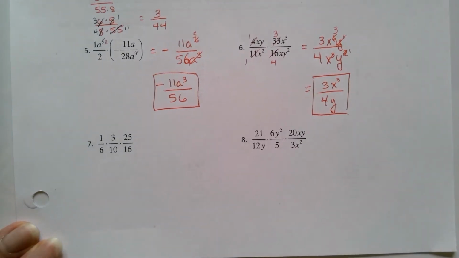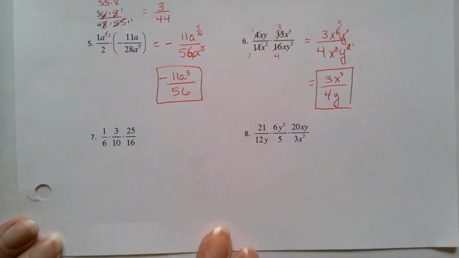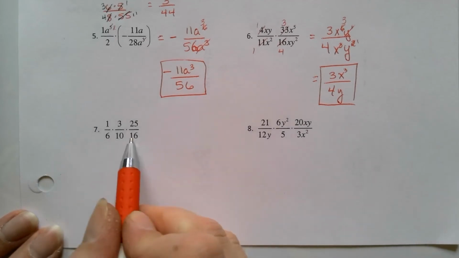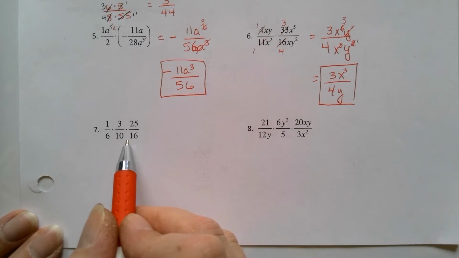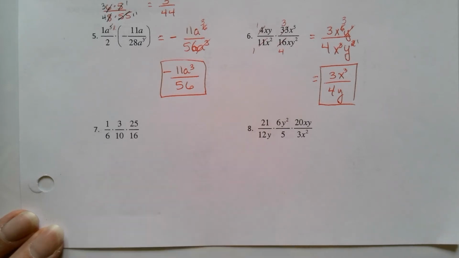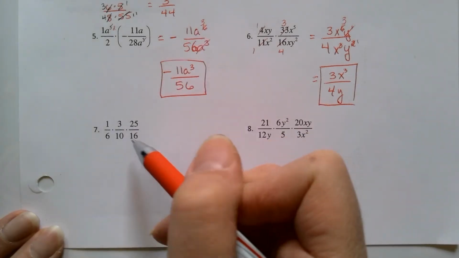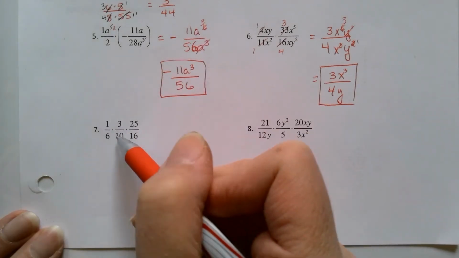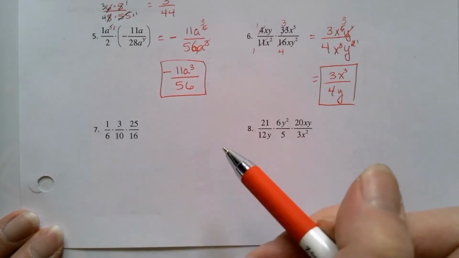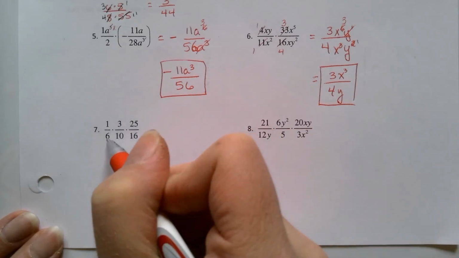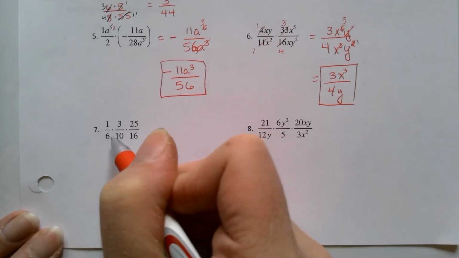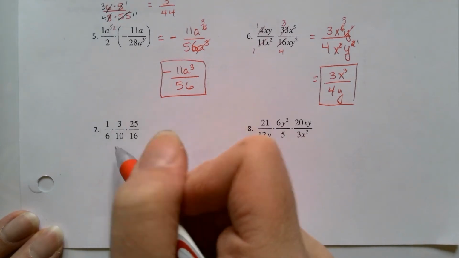Okay, now, this number 7 has no variables, but we do have 3 pieces. So a couple things. First of all, multiplication is commutative, so it doesn't matter what order I multiply in. And second, we don't have to rearrange it. We can just multiply or cross cancel from any top to any bottom. So if the 25 and the 6 reduced, I could do that. I don't have to show the rearranging. So any top to any bottom.